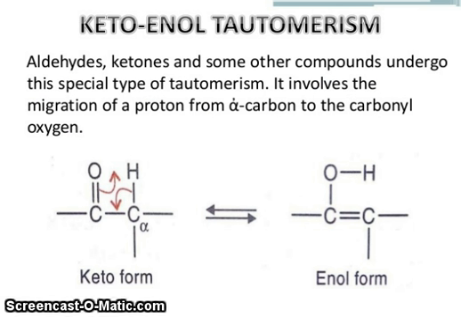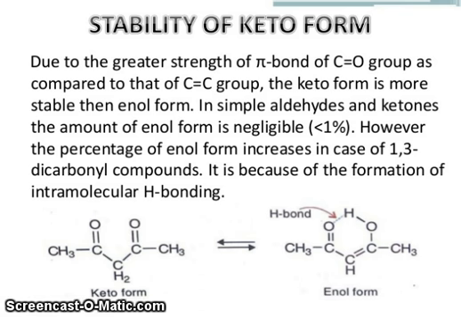And then keto-enol tautomerism. Aldehydes, ketones and some other compounds undergo this special type of tautomerism. It involves the migration of a proton from the alpha carbon to the carbonyl oxygen. This is the keto form and this is the enol form. Now stability of the keto form. Due to the greater strength of the pi bond of the C=O group as compared to that of the carbon-carbon group, the keto form is more stable than the enol form.